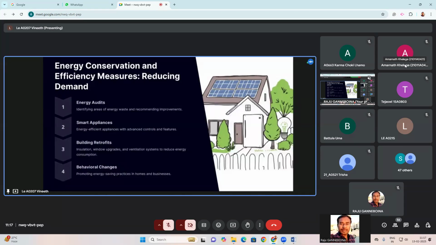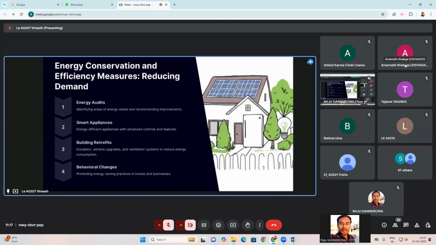Next one is building retrofits: insulation, window upgrades, and ventilation systems to reduce energy consumption. As you know, a lot of energy is lost in the form of heat. So to reduce this, we can use insulation and proper ventilation through windows. A proper cooling system is required to reduce the heating and reduce the heat losses.